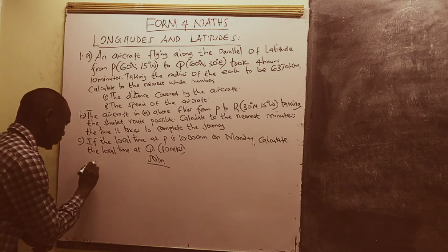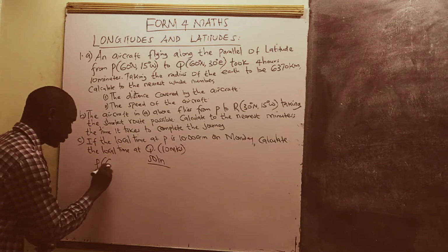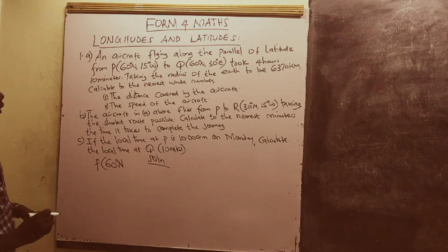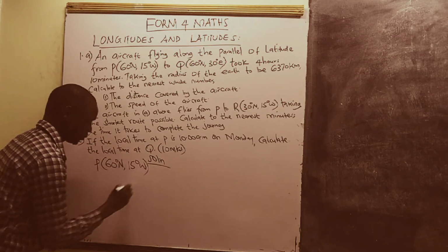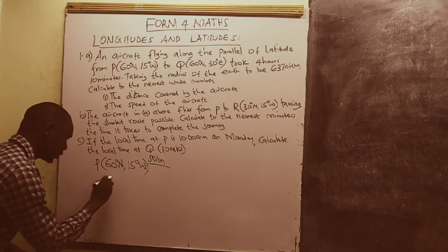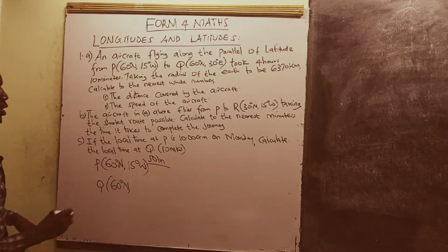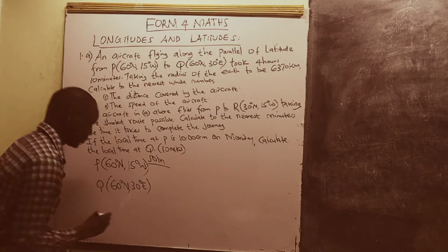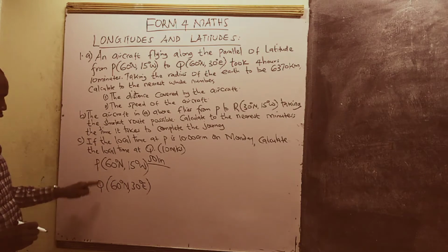We have our point P here, which is 60 degrees north, 15 degrees west. We also have another point Q here, which is 60 degrees north and 30 degrees east. We are supposed to calculate the distance between P and Q.